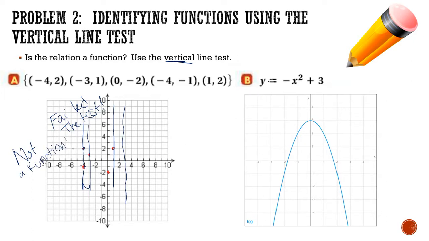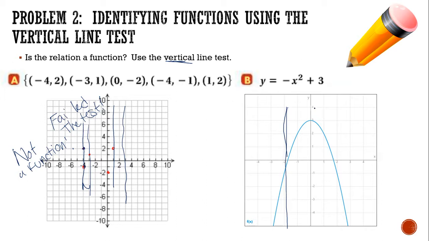Now, let's look at B. Y equals -x² + 3. So I have graphed this function. It looks something like this. It's a parabola upside down. Its tip top is at 3. So we're going to want to see, can I draw a line anywhere on this graph? And it needs to be vertical. Can I hit this graph more than once? So I'm going to start kind of drawing some vertical lines here and see.